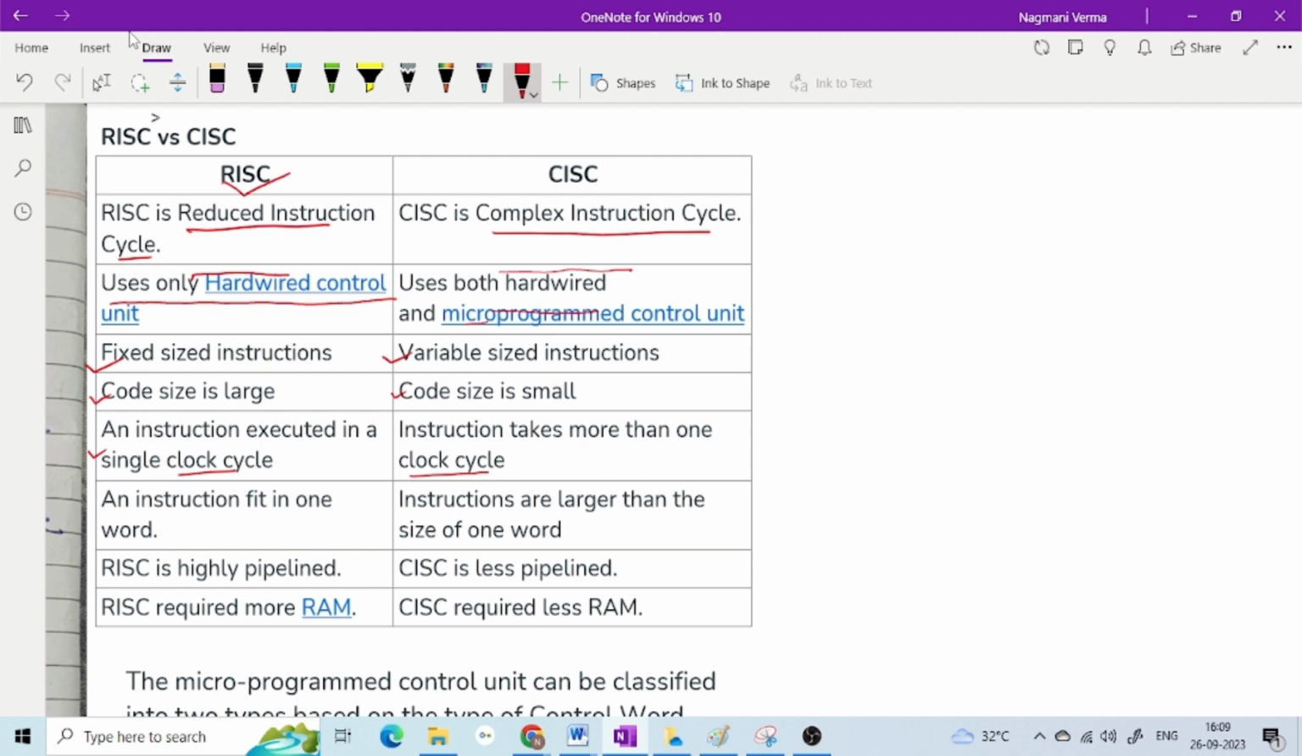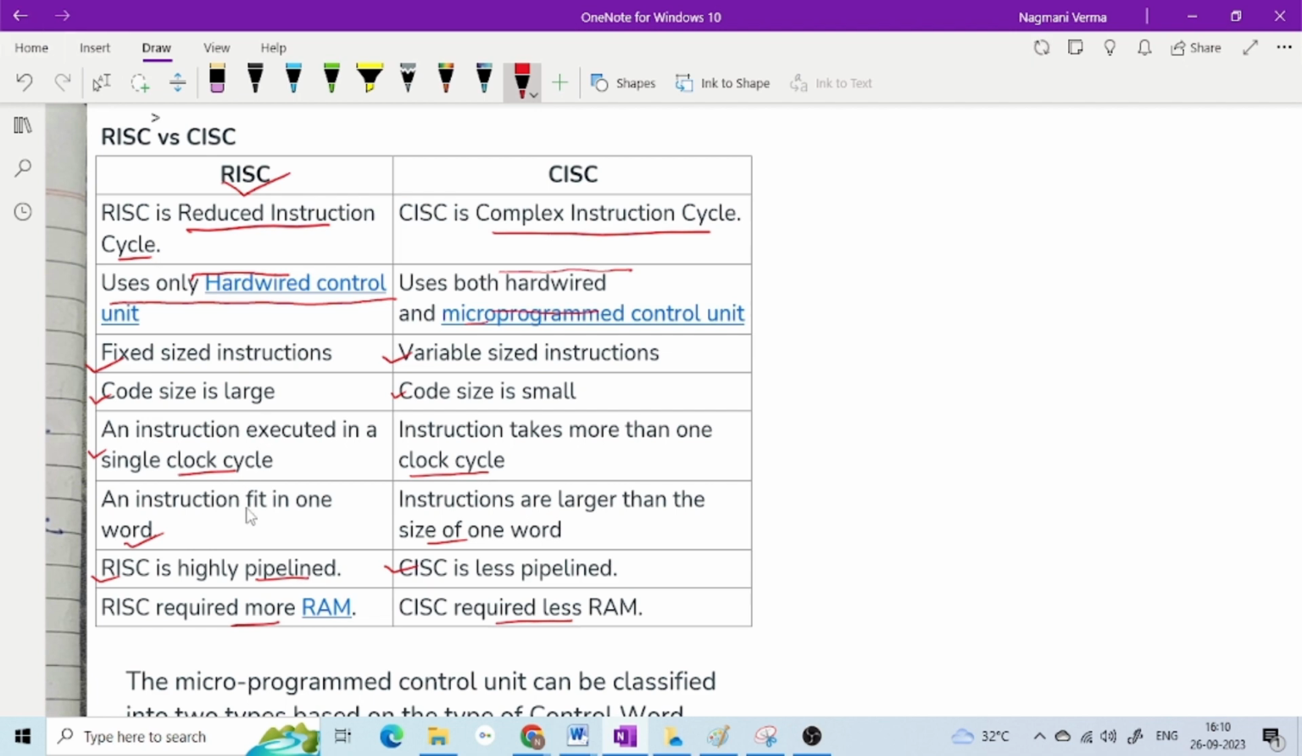And instructions fit in one word, okay, because it's small and fixed size. In CISC, instructions are larger than the size of one word. RISC is highly pipelined. CISC is less pipelined. Pipelining we will discuss. CISC requires more ROM, yeah, because we have a large program, so it requires more ROM. But here our program is smaller, so it requires less ROM. Okay, I hope it is clear.